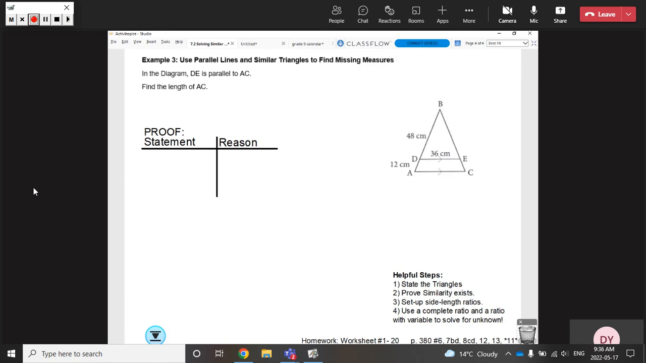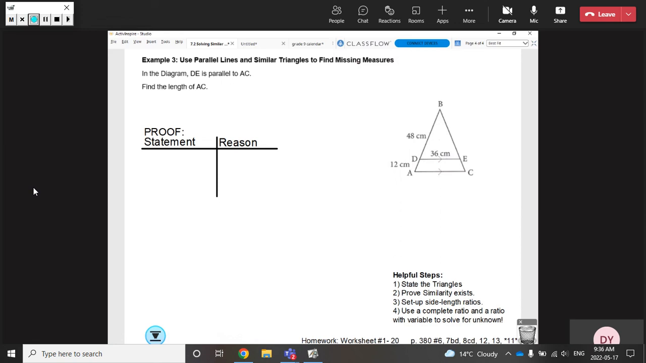Example 3, this is the last one here. In the diagram, DE is parallel to AC, and they put in these little arrows to remind us, yes, it's parallel. It wants us to find the length of AC. Now, it doesn't explicitly state that these are similar triangles, so we're going to have to prove that they're similar. Do you see the two triangles that we're dealing with here?